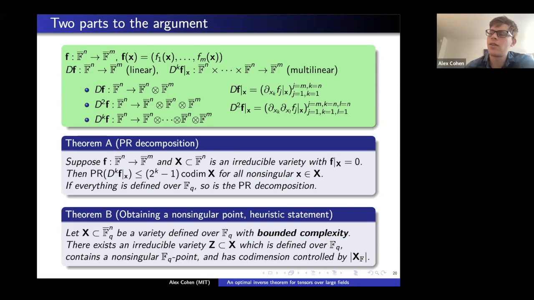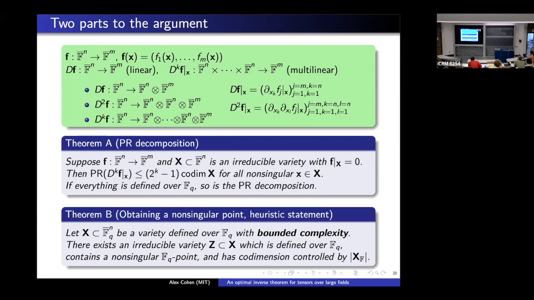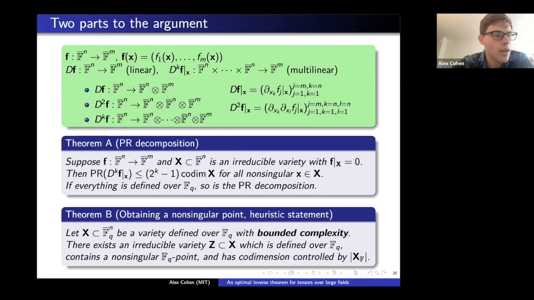So you're saying that the variety of tensors of partition rank at most R has polynomial in R many irreducible components. Yeah, it's given by parameterizations from irreducible ones. Okay. So that's an interesting question.